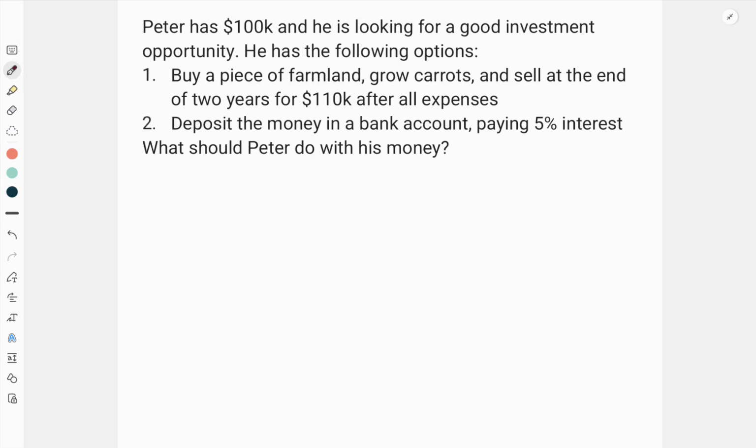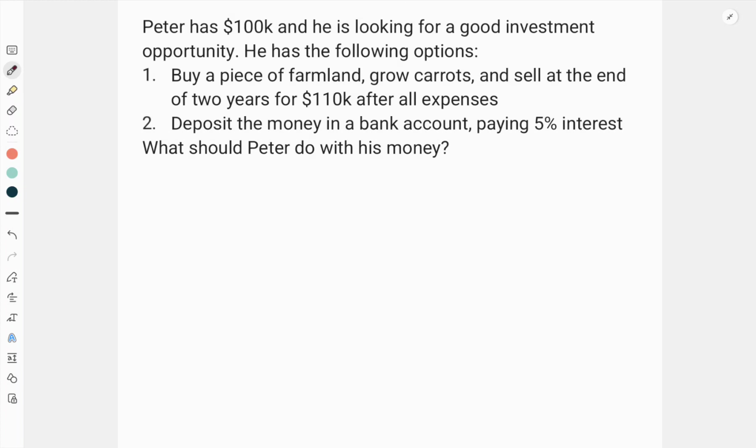First is buy a piece of farmland, grow carrots, and sell at the end of 2 years for $110,000 after all expenses. That means sell the farmland and carrots and everything at the end of 2 years for a total of 110k after all expenses of crop growing and selling and everything. Or second option is deposit the money in a bank account paying 5% interest. So what should Peter do with his money?